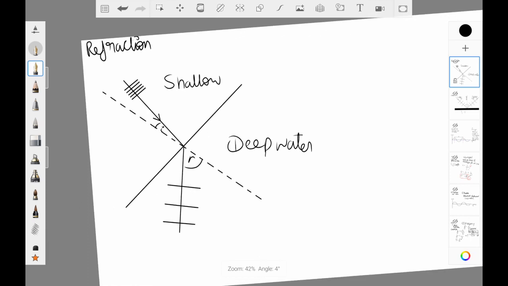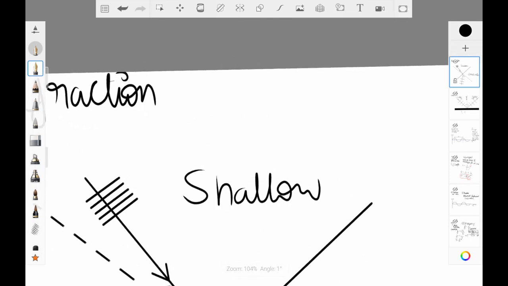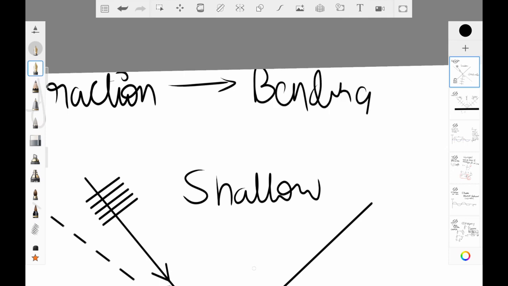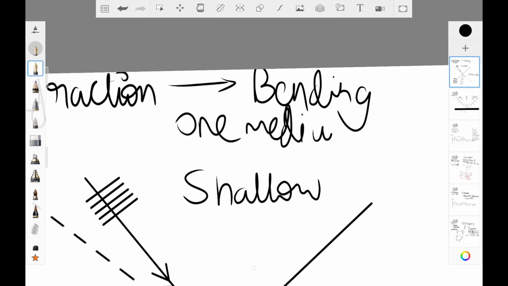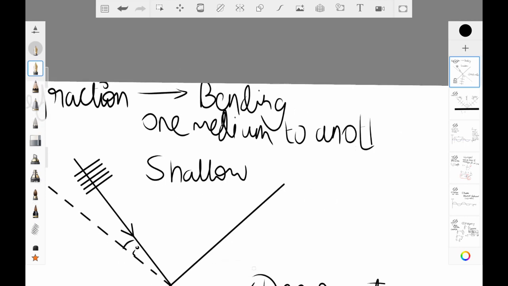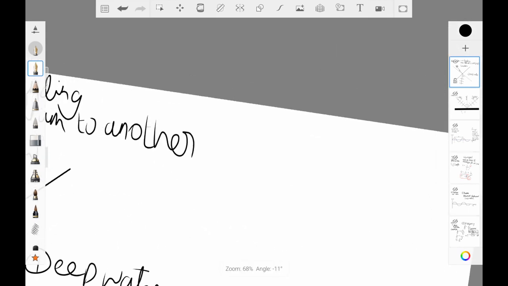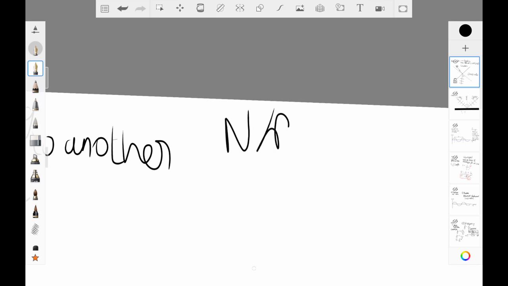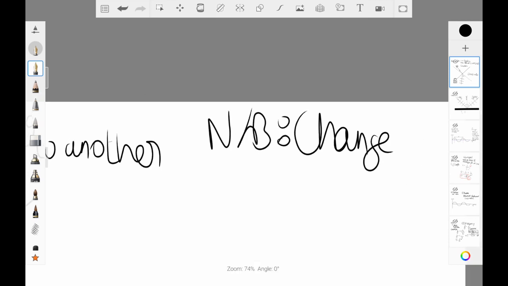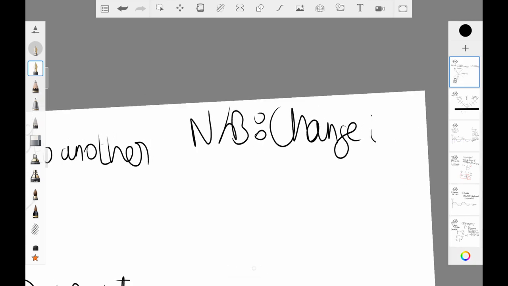So let's define refraction first. Refraction is the bending, or in other words, the change in the direction of a wave as it travels from one medium to another. Now, one very important thing that your syllabus requires you to know about refraction is that it occurs due to a change in the speed of the wave. So when the speed of the wave changes for any reason, refraction is going to occur.